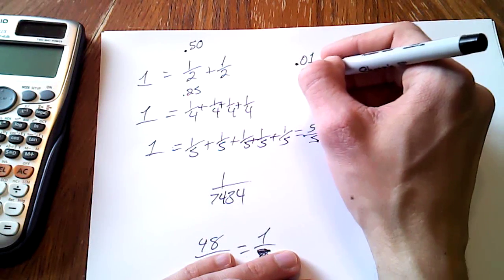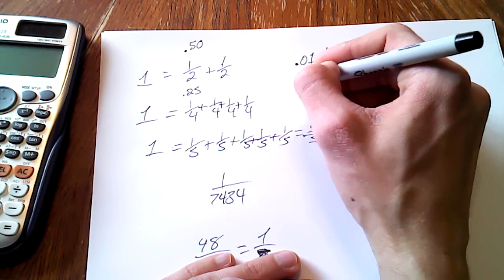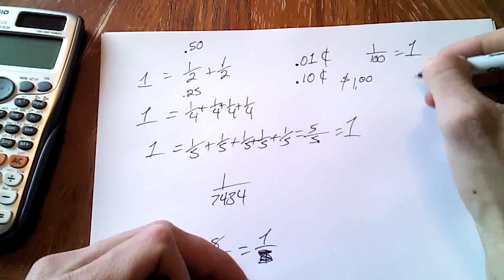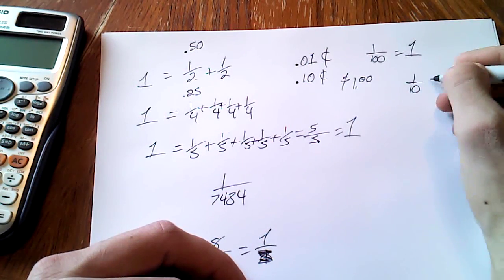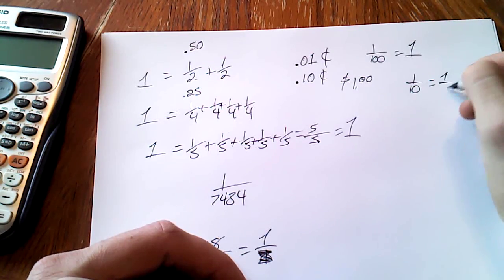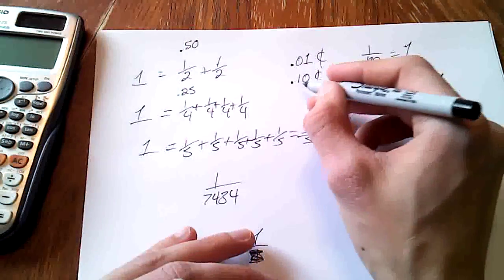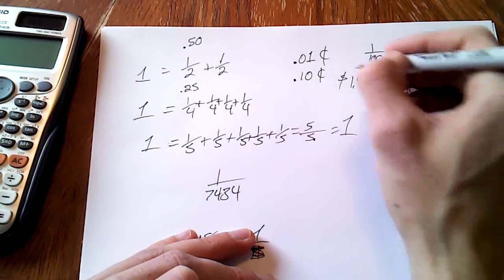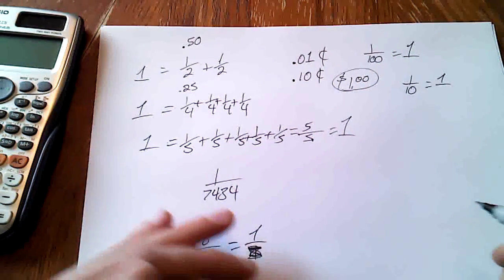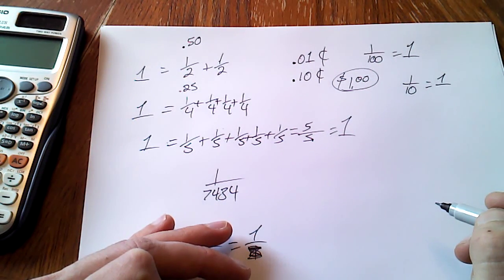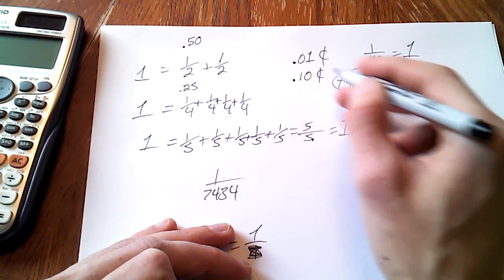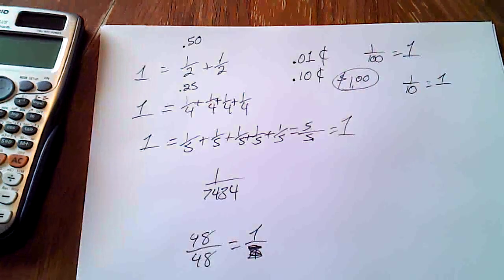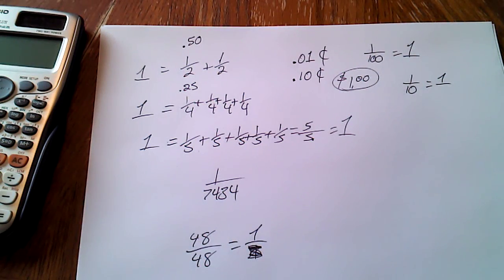If you have a dime, 10 cents, what is that? That is 1/10 of 1. And if you have 10 dimes, what do you have? $1. I meant 10 dimes. If you have 10 dimes, you have $1. And that's the concept of fractions.